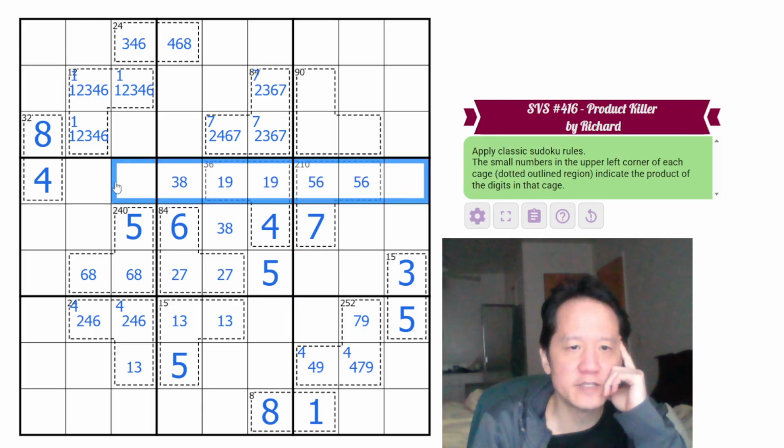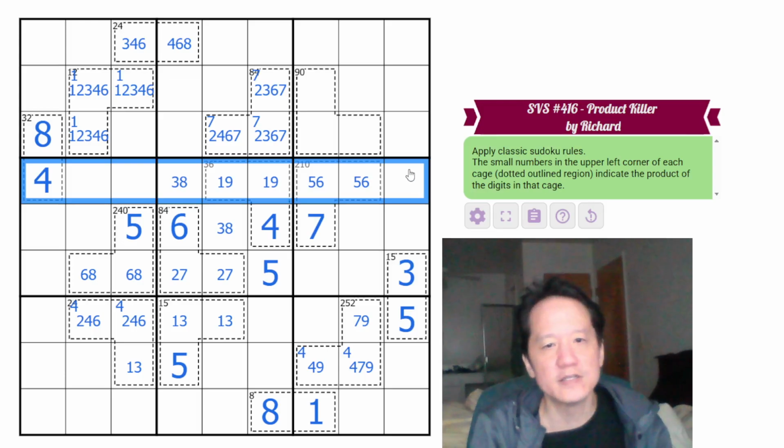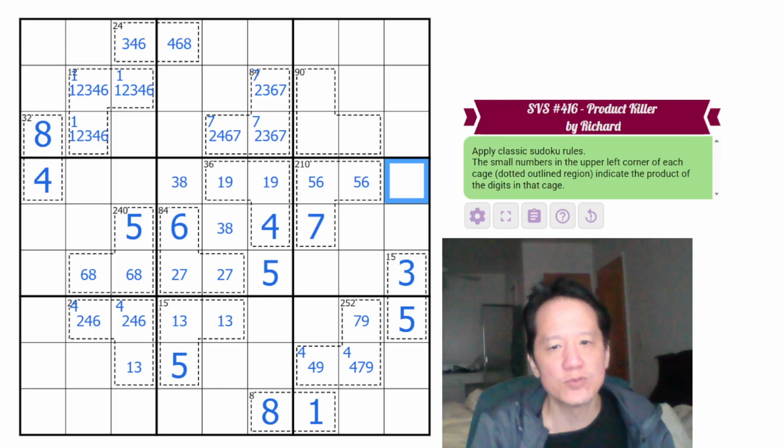The remaining digits in row 4 are 2, 3, 7, 8. This can't be 7. Can't be 3, so this is 2 or 8. This can't be 8, so this is 2, 3, or 7 here.